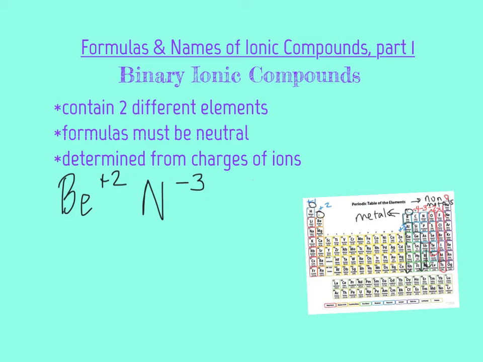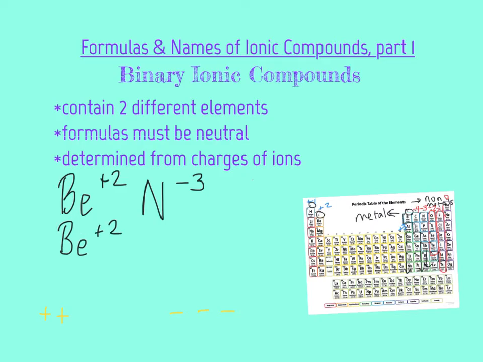So right now I have a +2 and a -3, and I'm going to draw out how many pluses I have. For beryllium I have 2 pluses, and for nitrogen I have 3 negatives. Those are obviously not equal, right? 2 and 3 are not equal. So right now, what do I need more of? If you said positives because we have less, you're correct. So I'm going to add another beryllium ion, which is still +2.